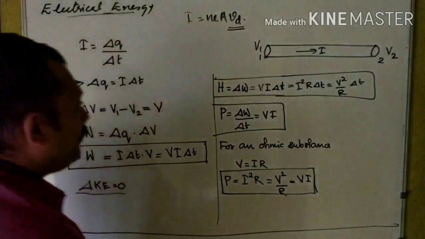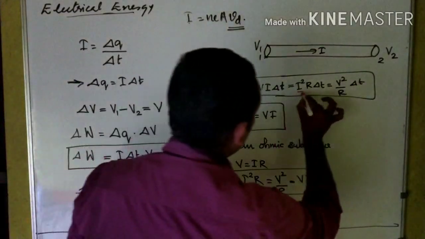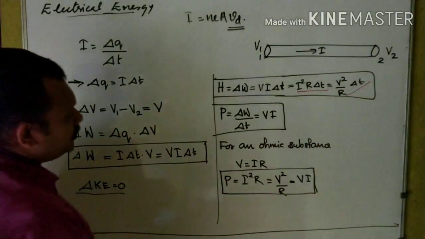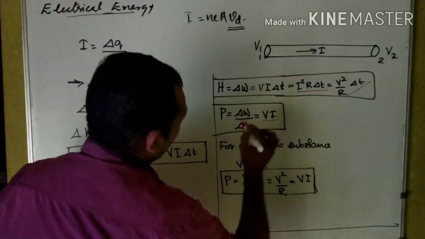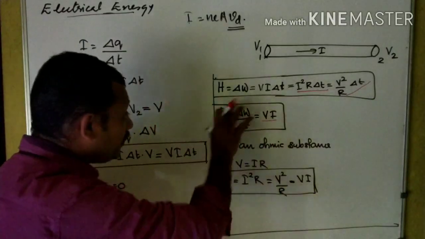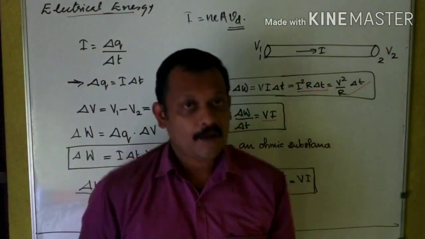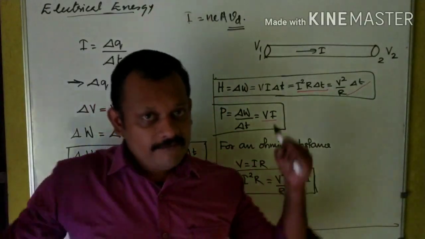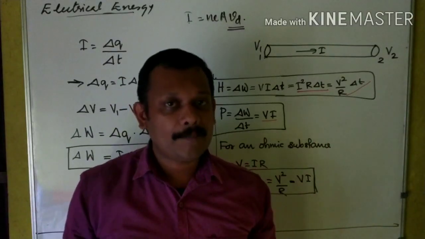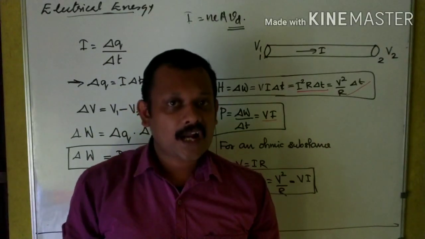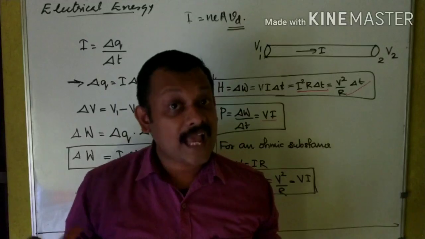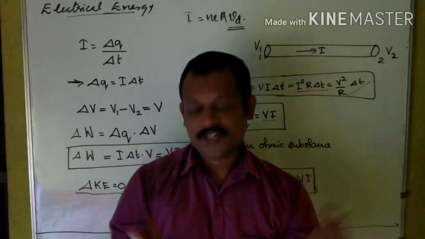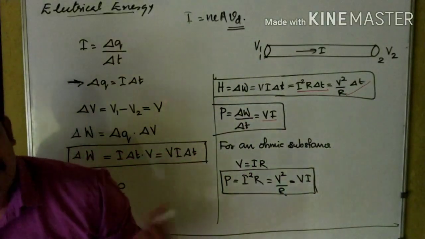Please be aware that these two equations are applicable only for ohmic substances, whereas VI is the general expression for electric power. Now, how do we identify which equation to use where? If V and I are provided, you can use P is equal to VI. If I and R are given, you can use P is equal to I square R. If V and R are known, you have to use V square by R.